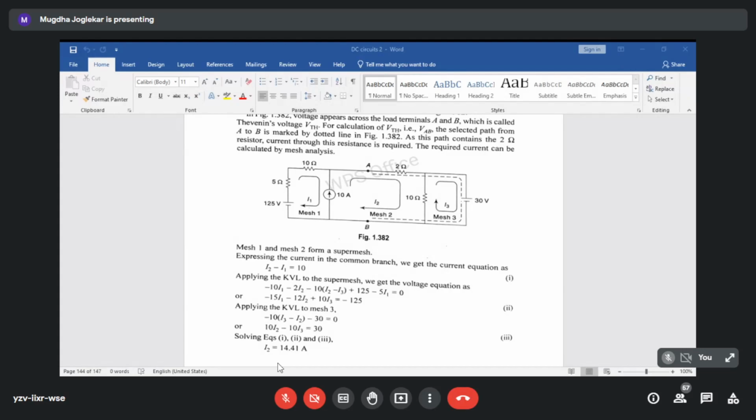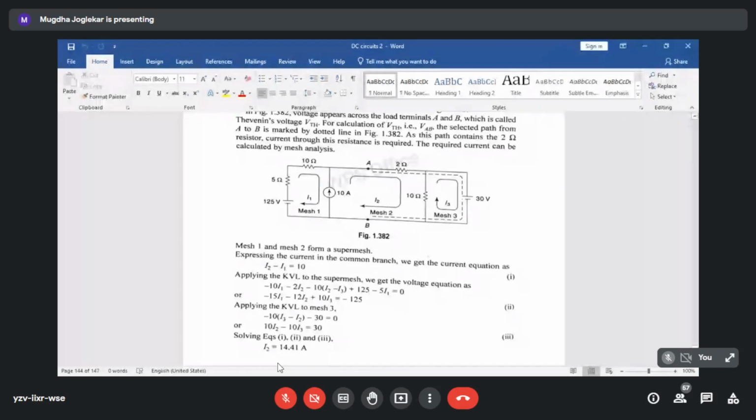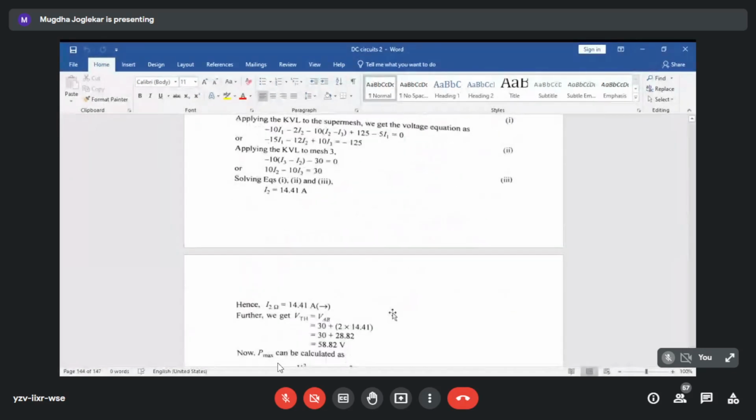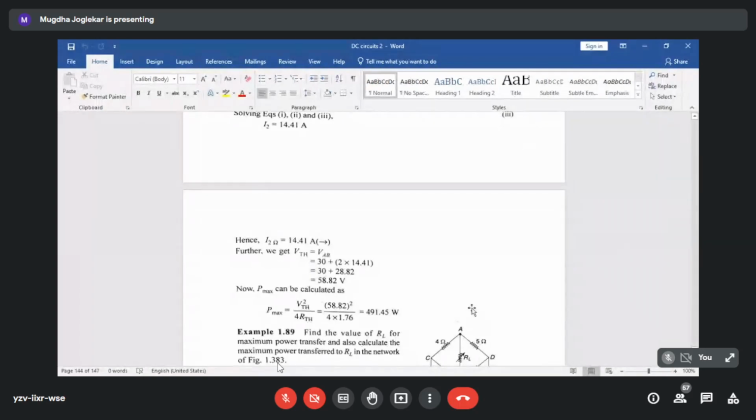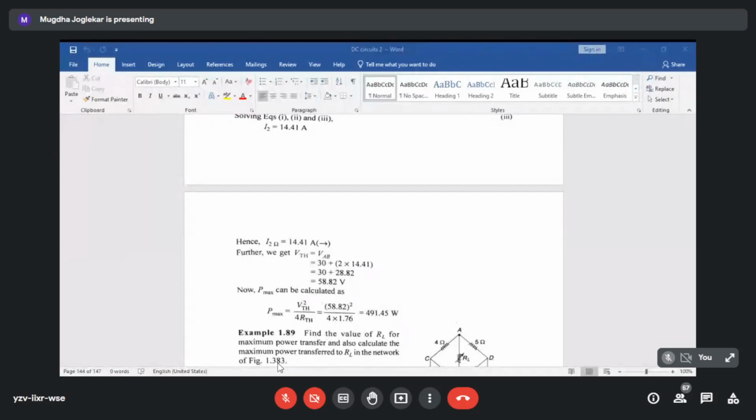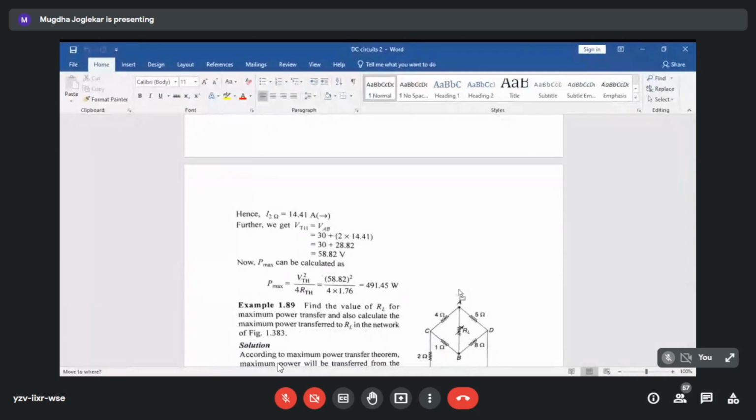As I told you, any outer path, any middle path, you can check and you will get the answer. So here you can see that both the methods are correct. We are getting the correct answer, are you getting PMAX 491.45, everybody? Yes, ma'am. Anybody here who is not getting the answer, please raise your hand. Okay, fine. So now all of you just take down 1.89.